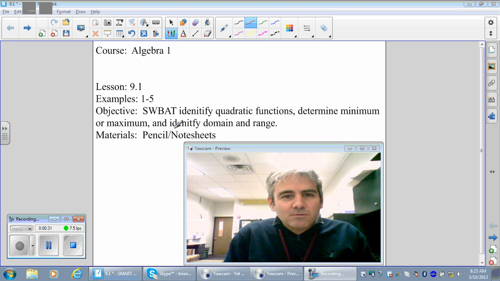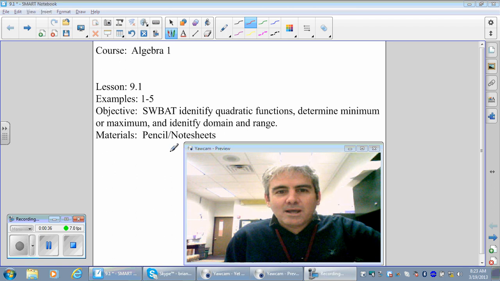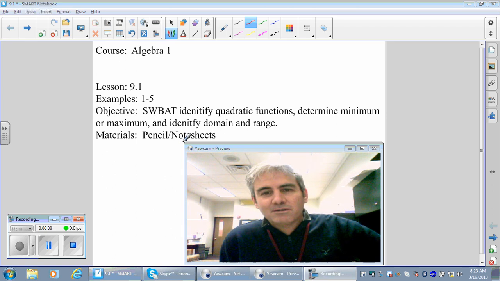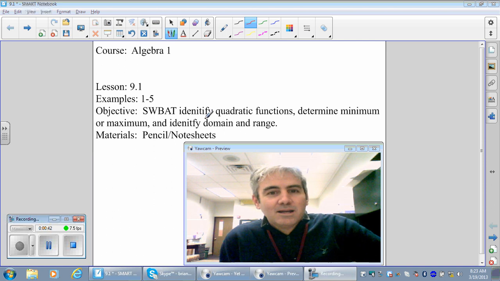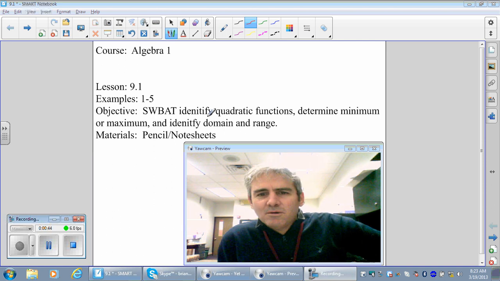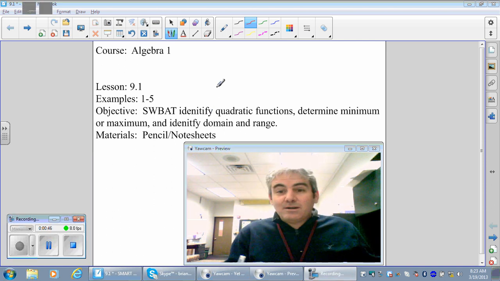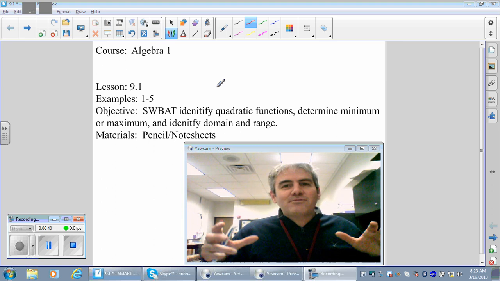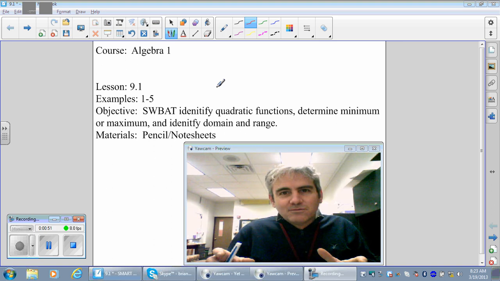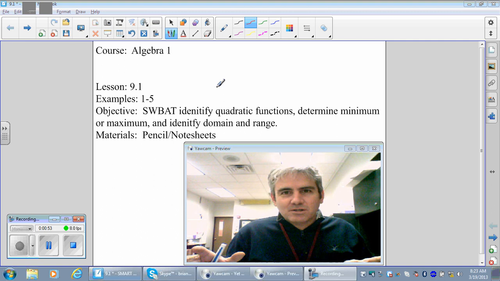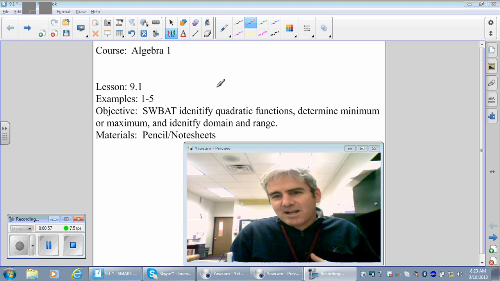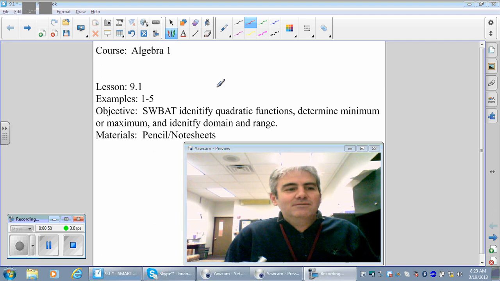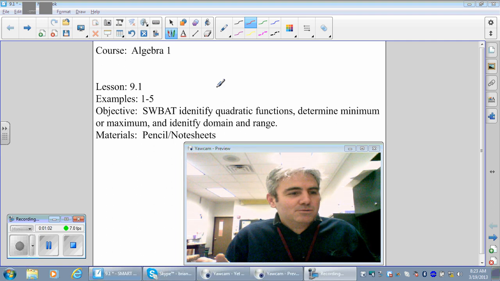But while you're writing down the objective of this lesson at the bottom of your paper: student will be able to identify quadratic functions, determine minimum or maximum, and identify domain and range. We're really getting into, in terms of Algebra 1, our second family of functions. The first family of functions we dealt with was linear functions. We learned how to solve linear equations. We learned how to graph lines and things related to that. Even inequalities in our case were linear inequalities.